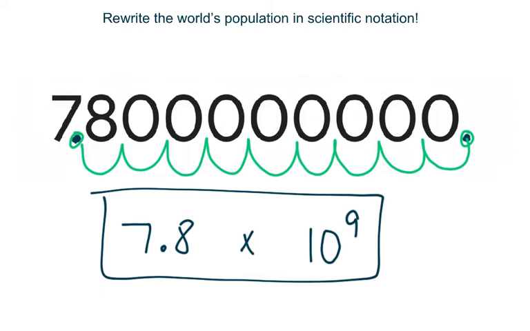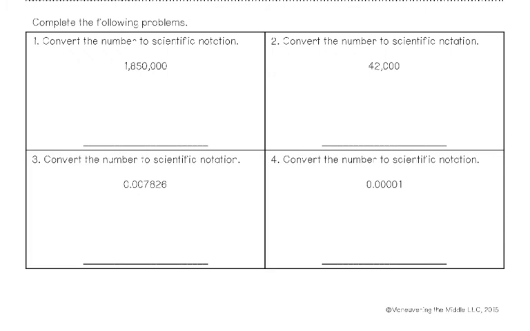Just to review that process one more time, you're always going to have a number between 1 and 10 times 10 to a power. We find this number by moving the decimal, so that way we create a number between 1 and 10, and we multiply that by the number 10 to the number of times you moved the decimal. It's a positive 9 because we moved 9 times, and it is a number greater than 1. So using those instructions, let's do some practice problems. We'll convert this number to scientific notation.